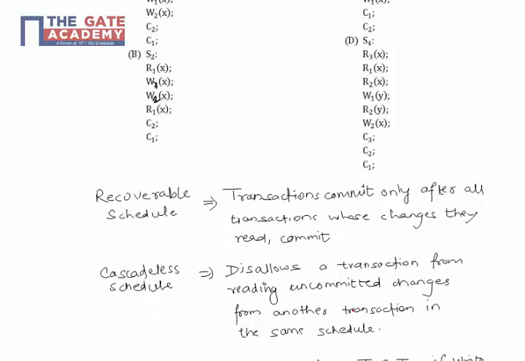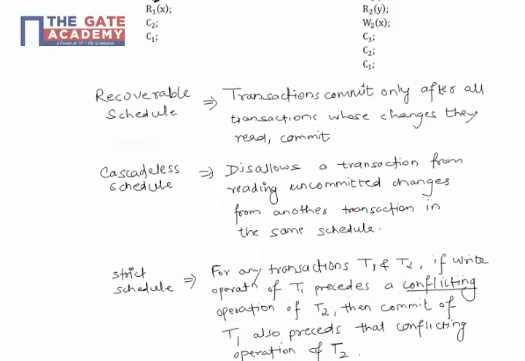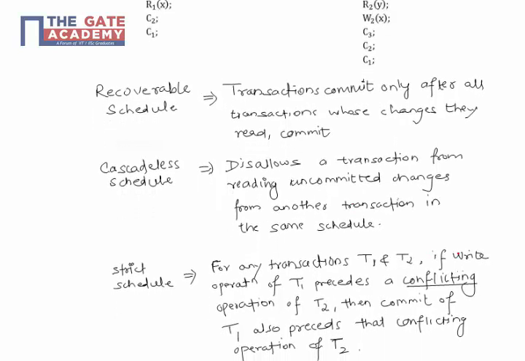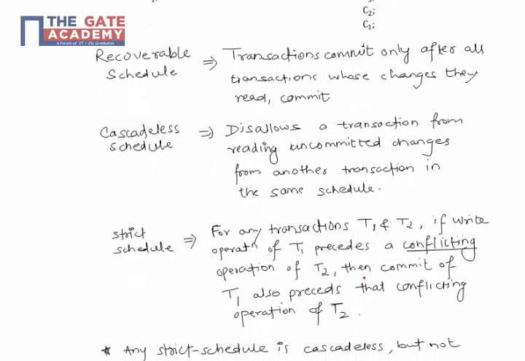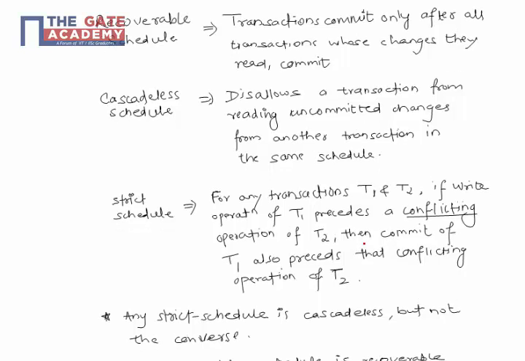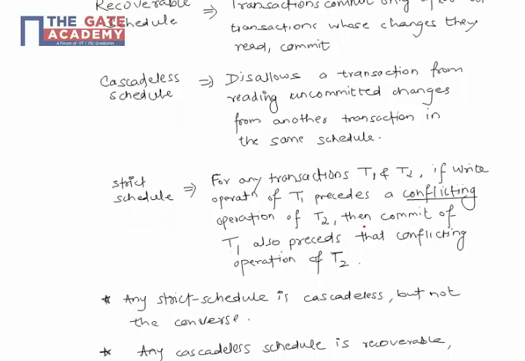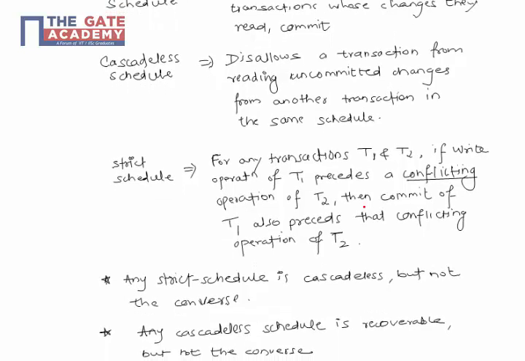Whereas a strict schedule is a schedule in which for any pair of transactions T1 and T2, if write operation of T1 precedes a conflicting operation of T2, that is, if write operation of T1 precedes a read or write operation of T2, then commit of T1 also precedes that conflicting operation of T2. From this, we can say that any strict schedule is also cascadeless, but the converse does not hold. Similarly, any cascadeless schedule is also recoverable, but not the converse.